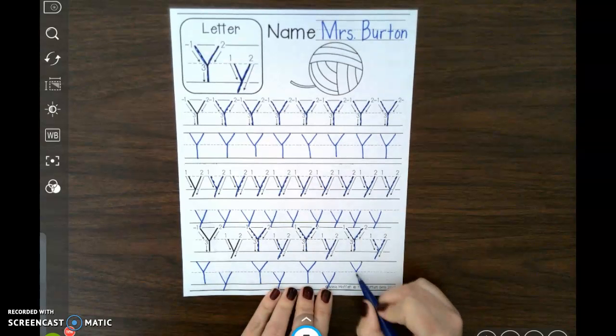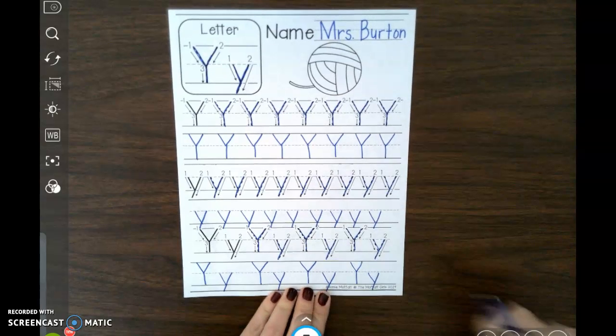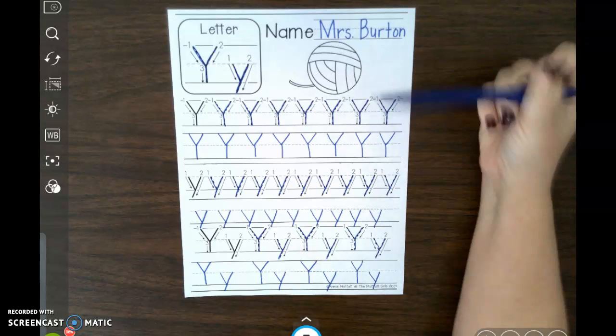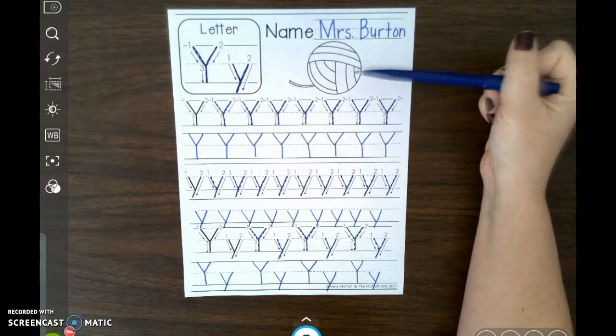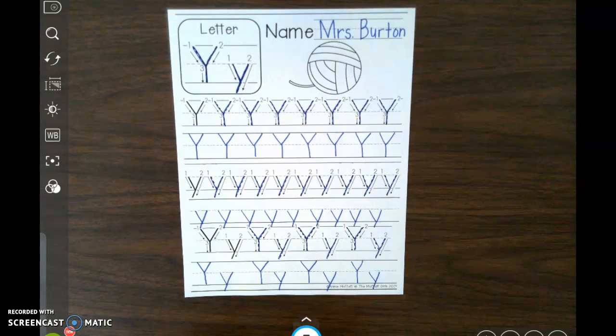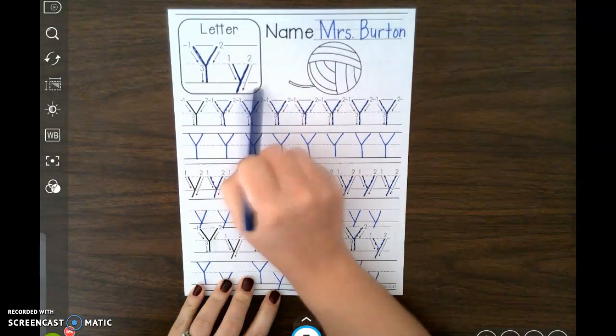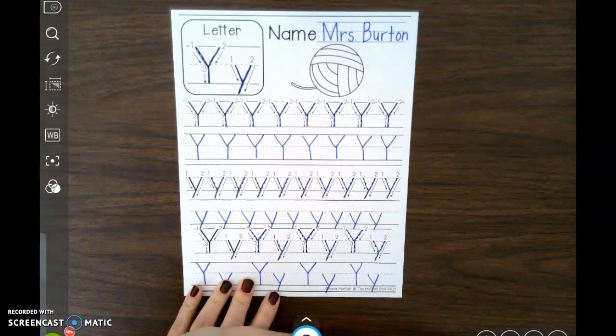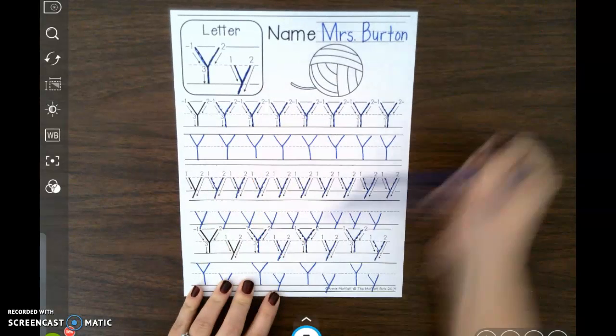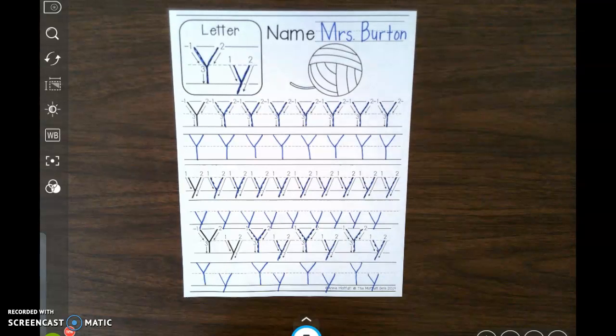All right, if you need to go finish up any of your rows of Y's, you can do that. Then you can color the yarn that starts with that Y sound. So we know the name of this letter is Y. We know Y says yeah, and now we know how to write upper and lowercase y's.